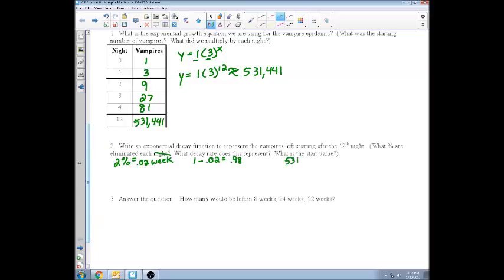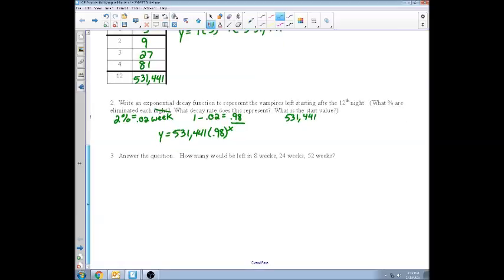So 531,441. So now what we can do is write a decay function, which would be y equals our starting value, 531,441, times our decay rate, which is this 0.98, raised to, we're not sure how many weeks yet, so it's going to be to the x, okay? Because x is our time. It has not, in this situation, given us exactly what time it wants. So now in question 3, though, it does start giving us times.